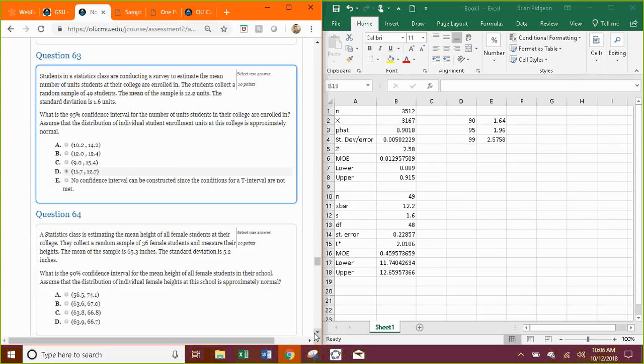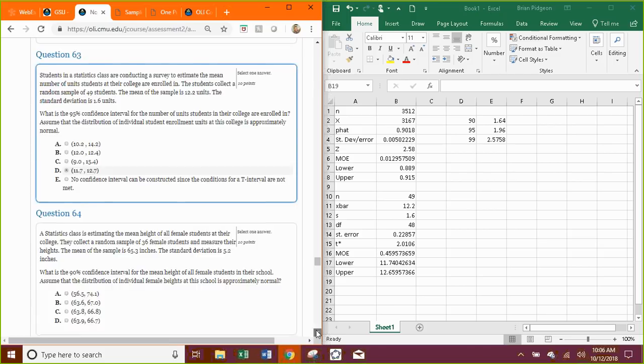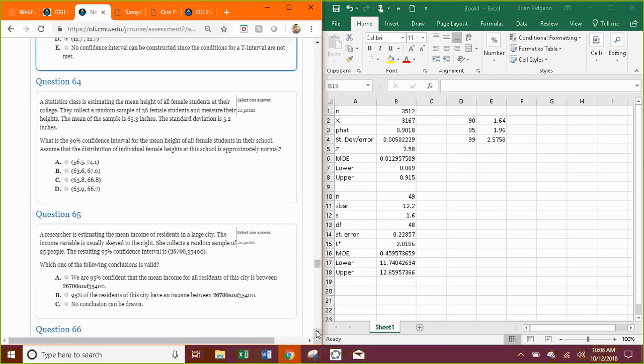Our sample size is large enough, and the population is approximately normal. But we don't know anything about the standard deviation. That's why we're using t. So D.